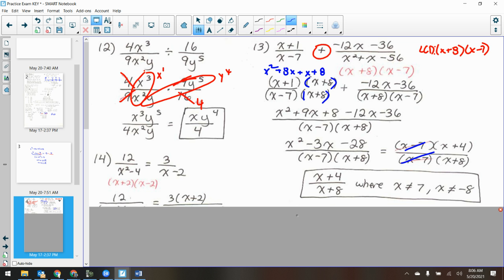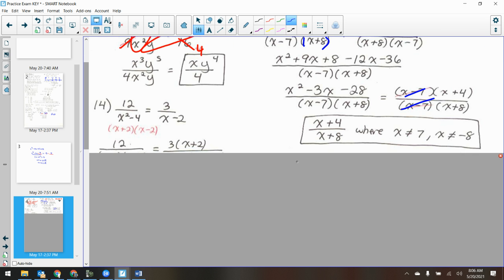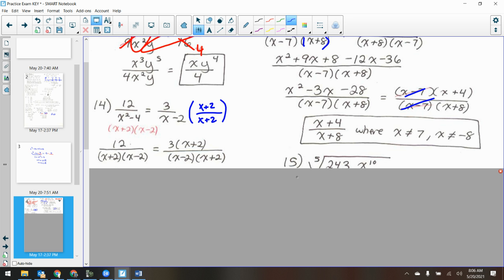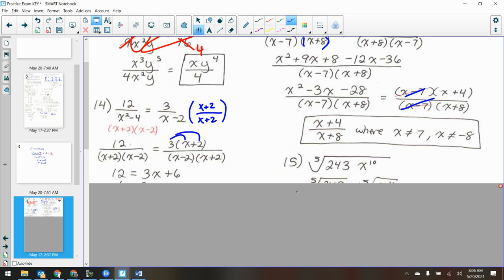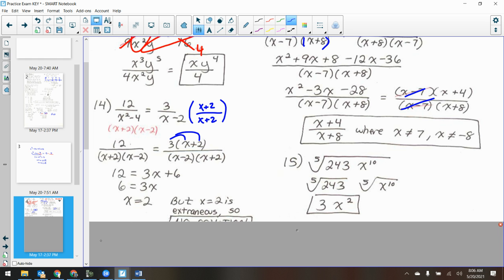All right, taking a look at 14 here. I've got 12 over x squared minus 4 is equal to 3 over x minus 2. My LCD in this case is x minus 2, x plus 2. The left side factors down into x minus 2, x plus 2. The right side already has the x minus 2, so all I'm going to do is multiply by x plus 2, numerator and denominator, which means I've got 3 times the x plus 2, which is 3x plus 6. Once you get the denominators the same, you can set the numerators equal to one another. So 12 is equal to 3x plus 6, subtract the 6, divide by 3, x equals 2.